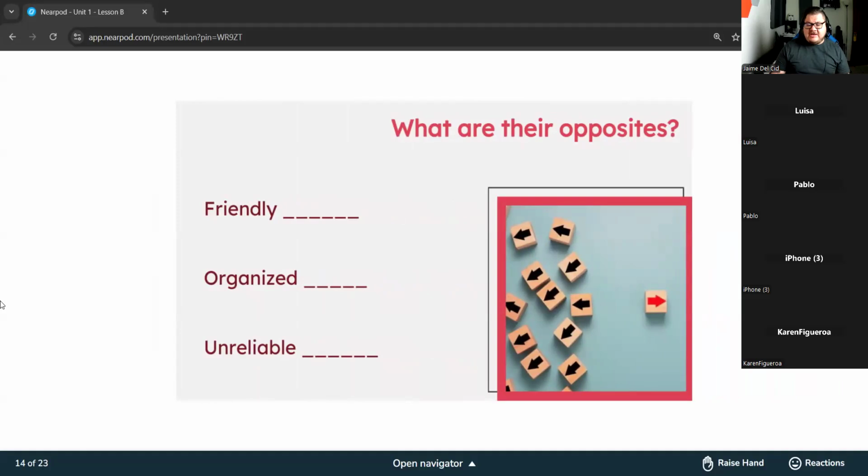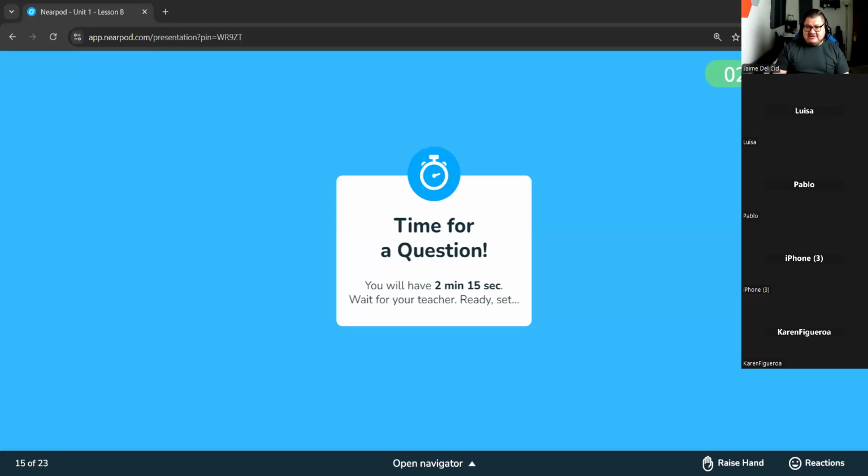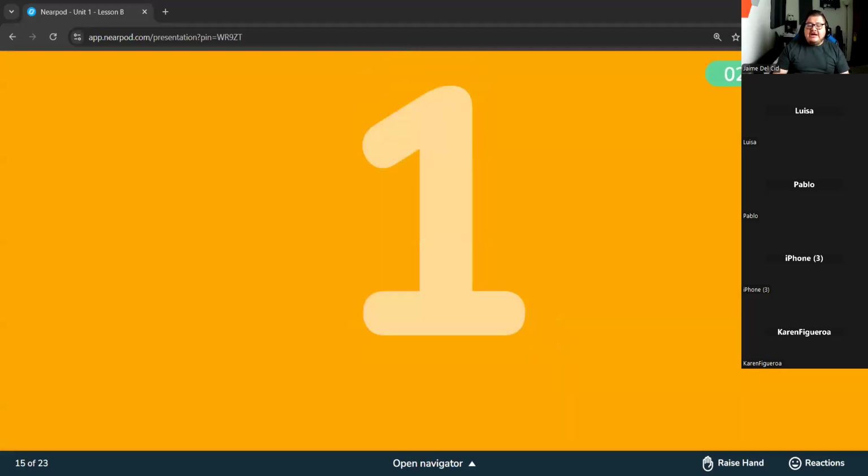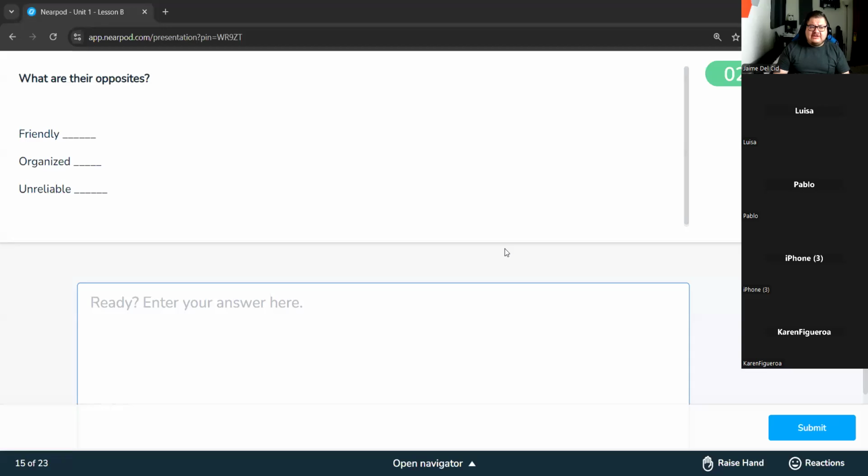Last exercise before we start practicing our conversation strategies for today. So what are the opposites of these words, right? So friendly, what is the opposite of friendly? Organized, what is the opposite of organized? Unreliable, what is the opposite of unreliable? So I'm asking you to write next to the word the opposite of them. These are words that were in the text. I'm just asking you to remember the words and give me the opposites. So you have about 2 minutes to write the opposites.